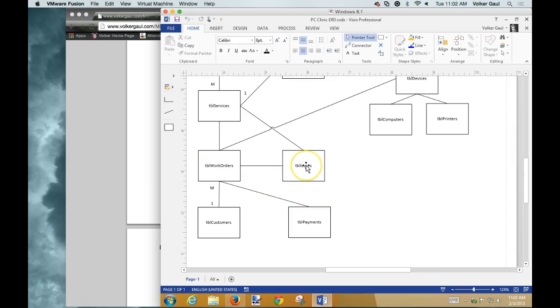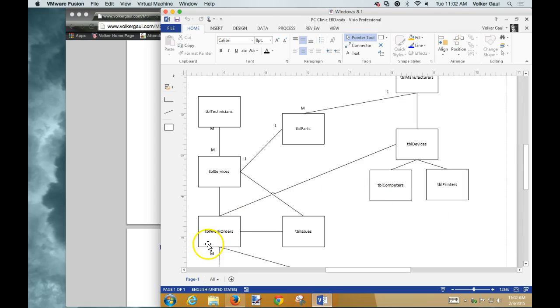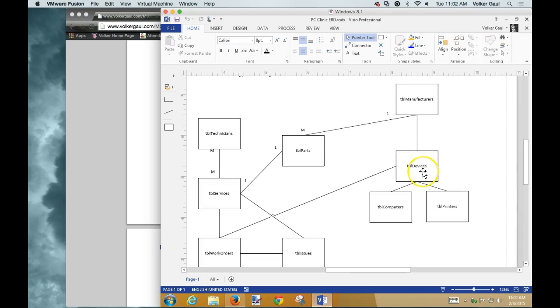Each work order lists some issues. Each work order has some services that we do. Each work order receives payments. Work orders work on devices. This work order was for a computer or a printer, however we want to deal with that. Those devices have manufacturers. Our services might install parts. Those parts come from manufacturers, and technicians do our work.